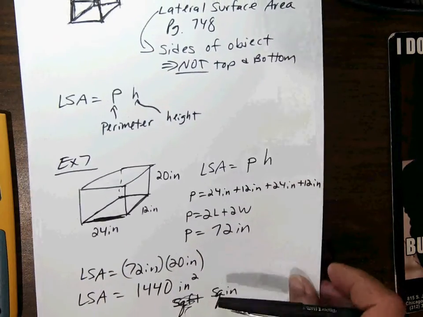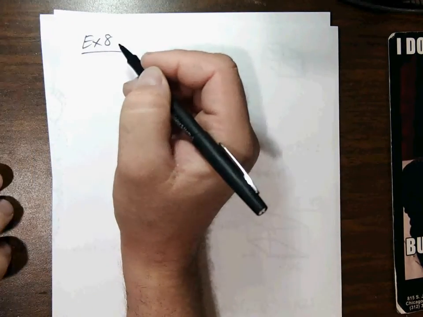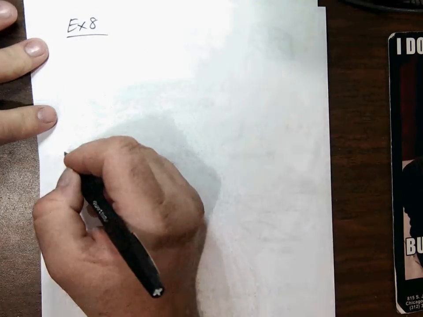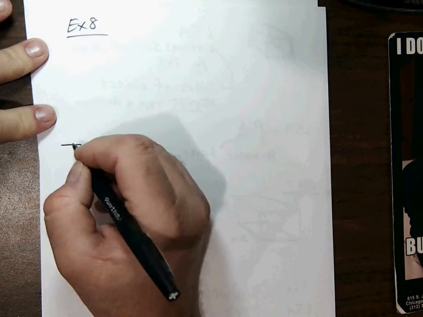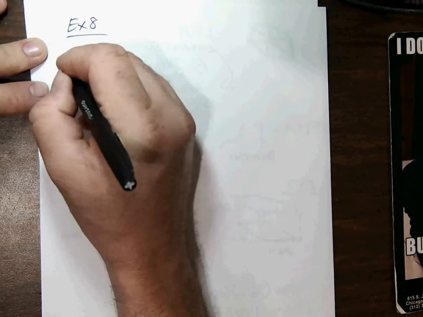All right. How about a triangular prism in example 8? A triangular prism has a triangle shape. Let's see, how can I draw this?